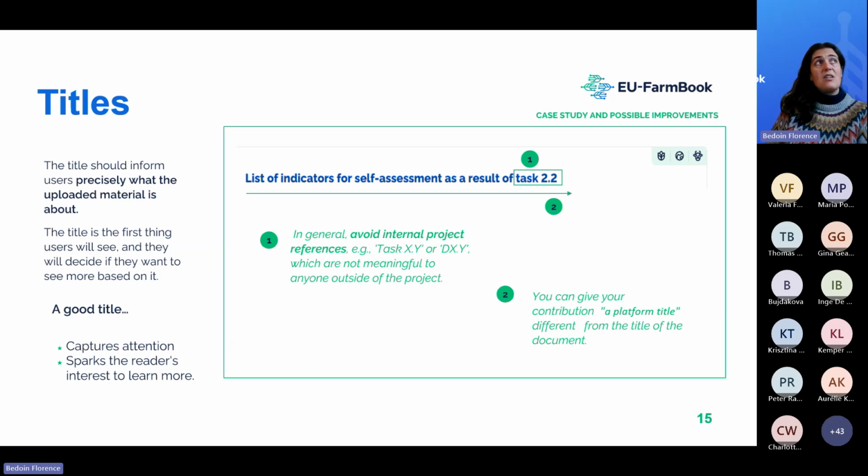Maybe it was the title of the document during the project, but you can give your contribution a platform title. So you don't need to change the document, but you can give it a title on the EU-FarmBook platform so that it's meaningful for the user. The title is the first thing the users will see, and they will often decide based on that if they want to see more.